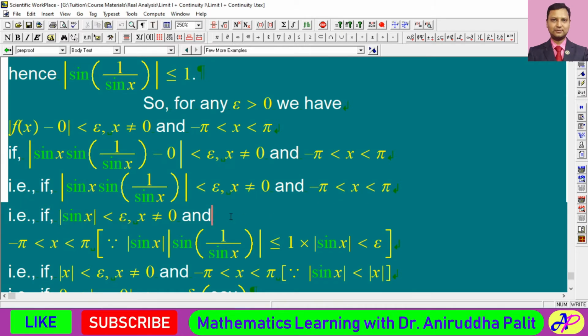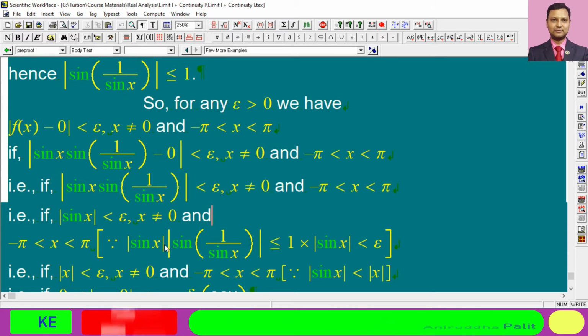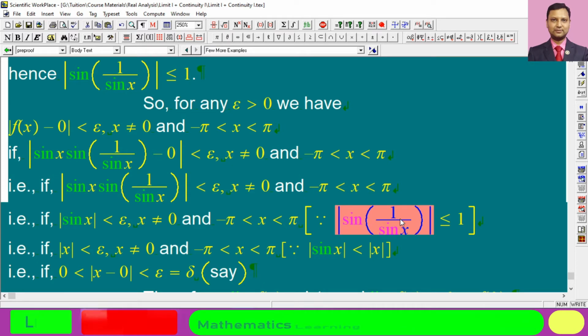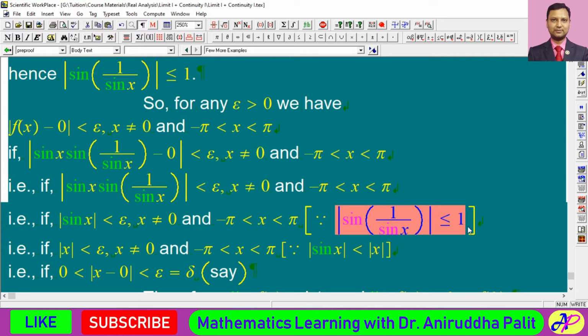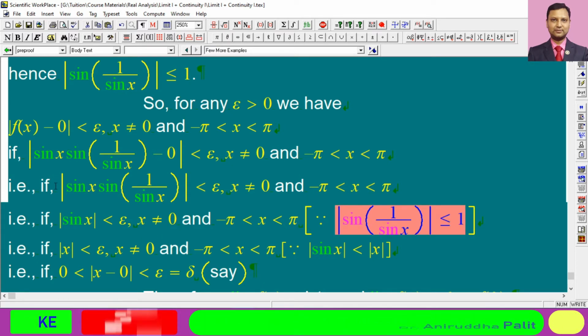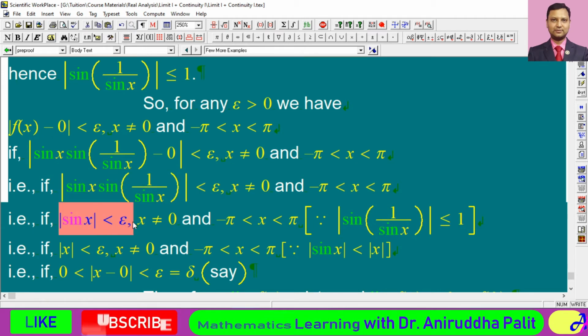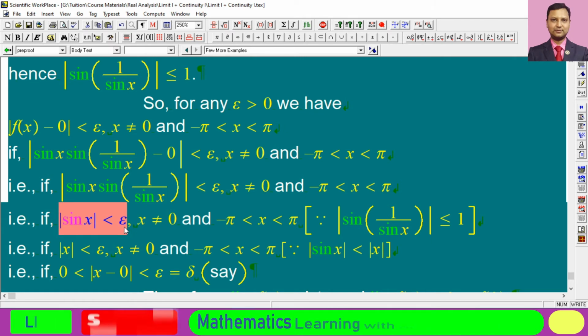so আমরা এখানে ফিরে আসছি এই জায়গাটায়। এখানে আমরা রিজন হিসেবে এটাকে শর্টকাটে এত কিছু না লিখে সিম্পলি লিখতে পারি that this because this modulus of sin of 1 by sin x is less than or is equal to 1, therefore we can say that this line is true if this inequality is true.